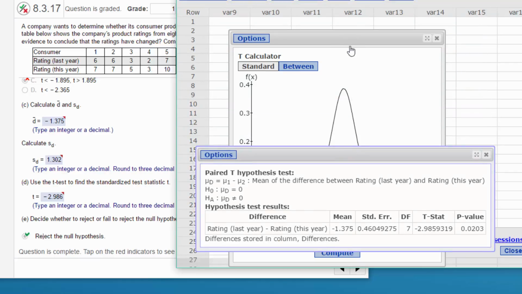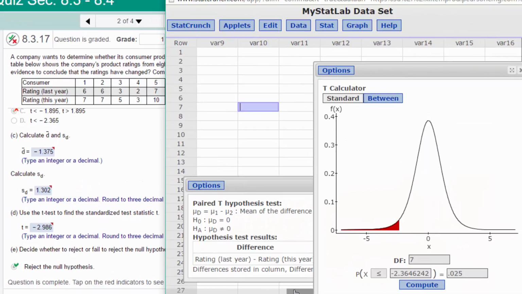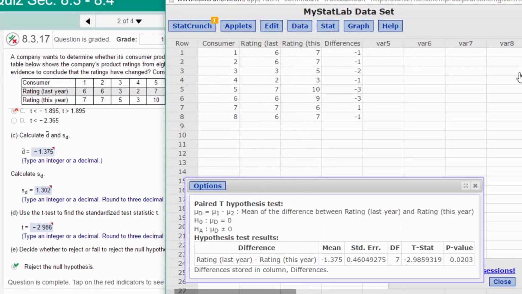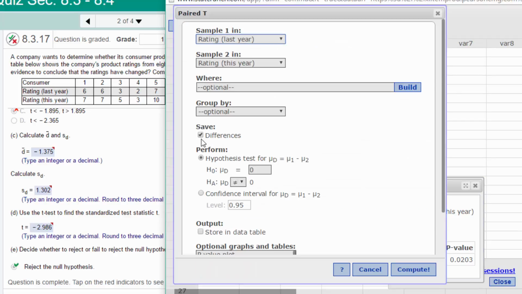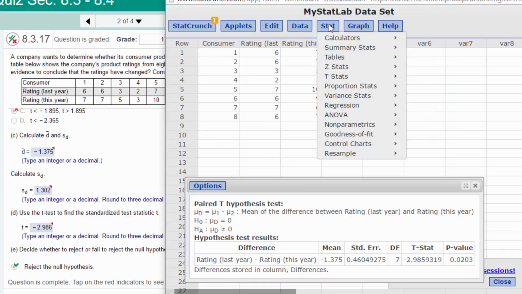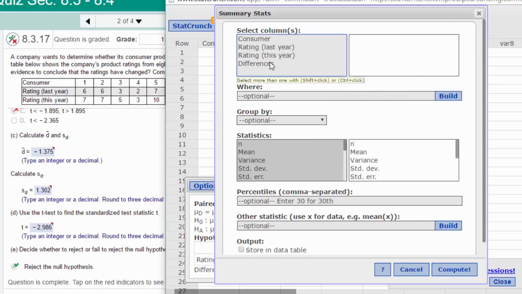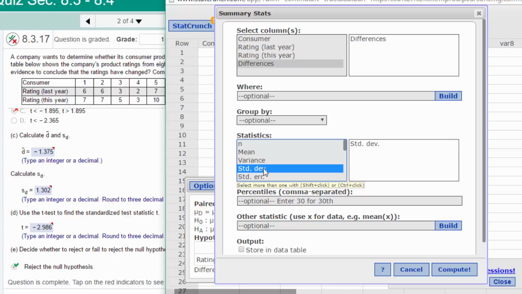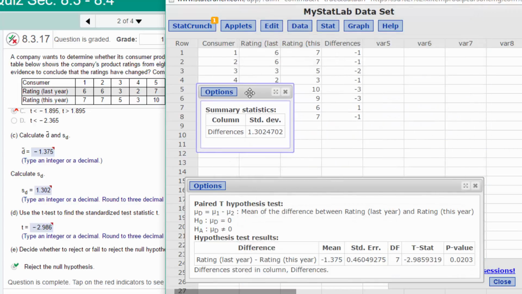Okay, let's get the last piece. You scroll back over here, and if you remember, you go back to edit, I checked save differences, and so now we've got our differences saved, and we need the standard deviation of those differences, and we can get that again through Stat, Summary Stats, Column. I'm going to pick the difference column. We need the standard deviation. I click compute, and we get a standard deviation of 1.302, which matches. And really, that's how fast you can run through this. Hope this helps.